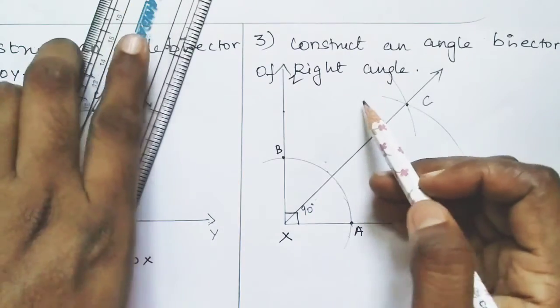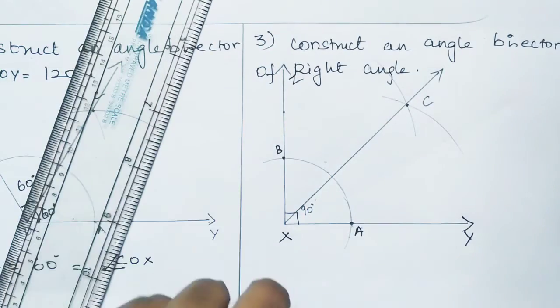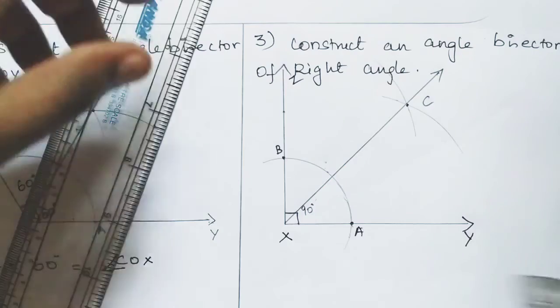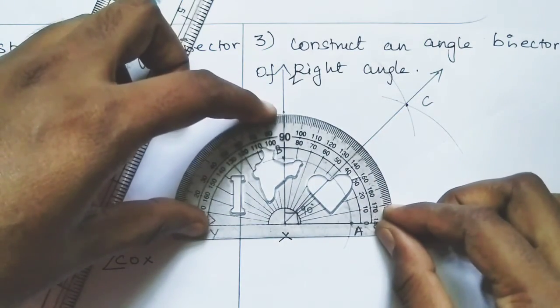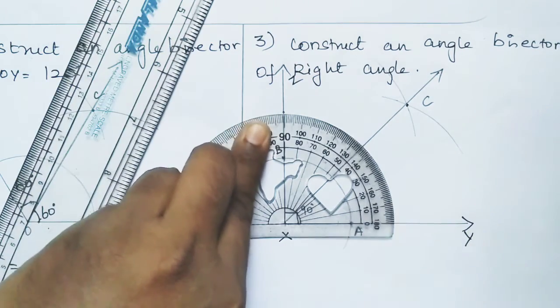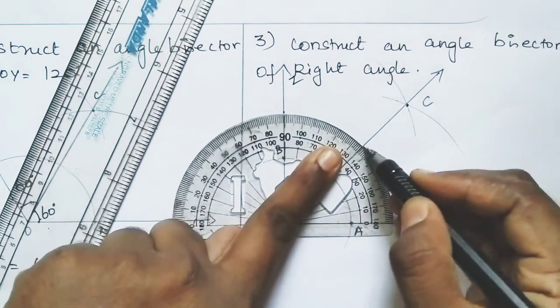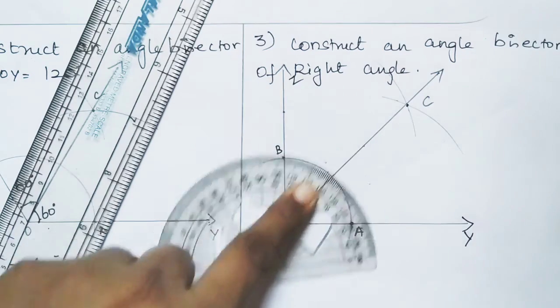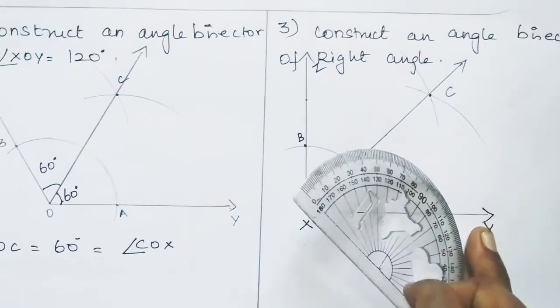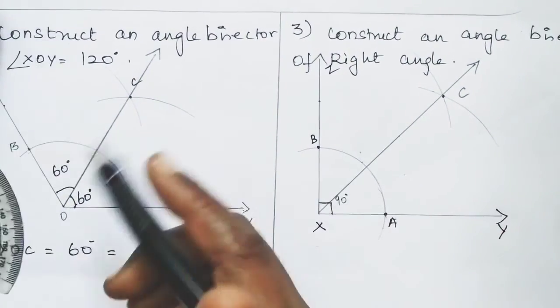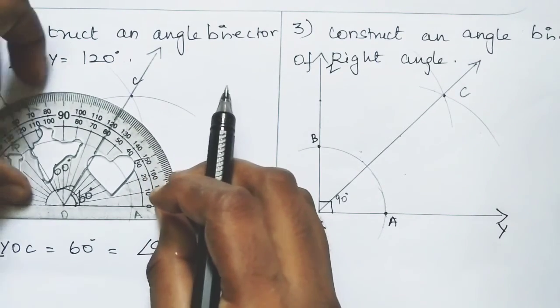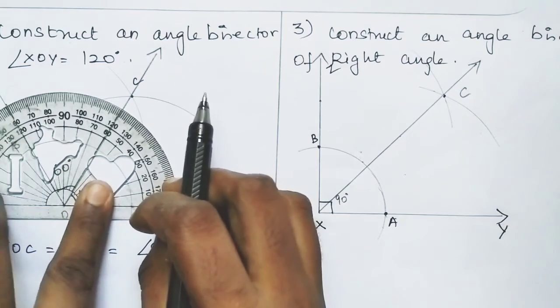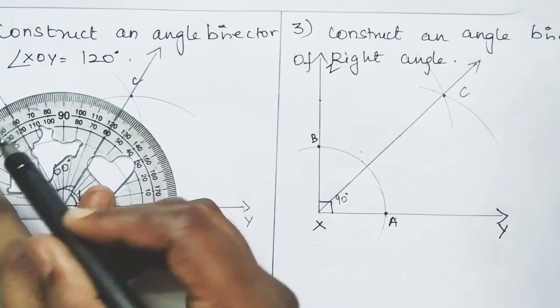So we know the half of 90 degrees is 45 degree. Let me check whether we got 45 or not. Yes, exactly, it is 45 degree and here it is 90 degree. So our diagram is right. In the previous sum also you can check whether it is 60 or not. See, exactly it is 60 and 120 degree.